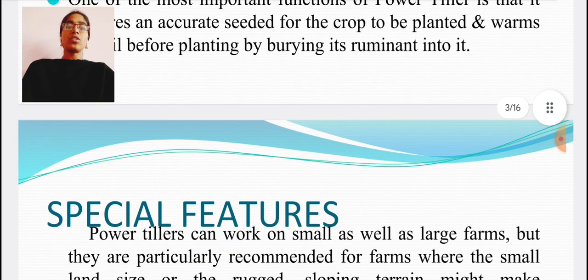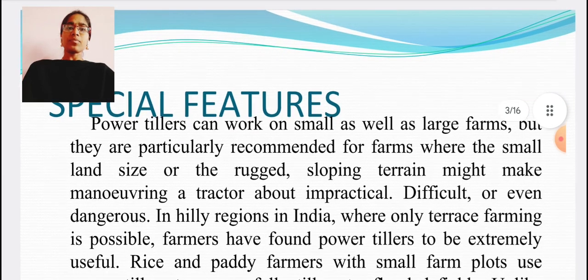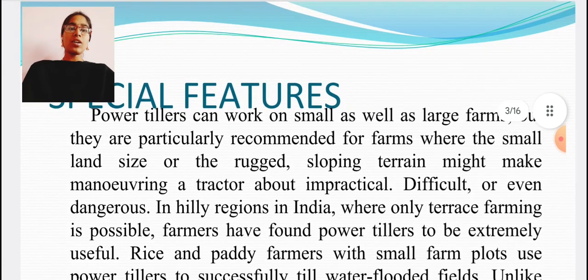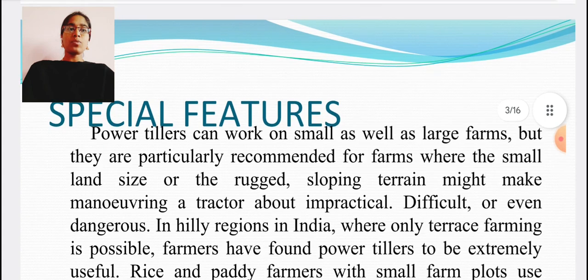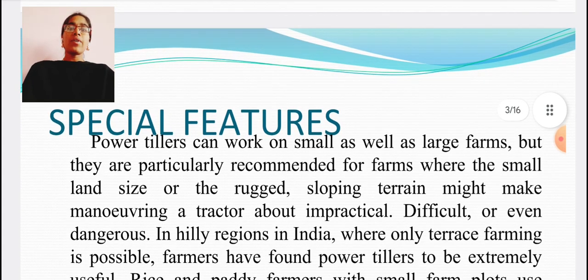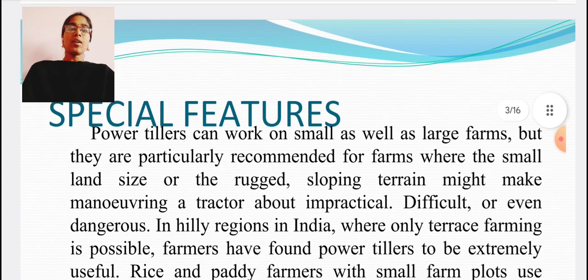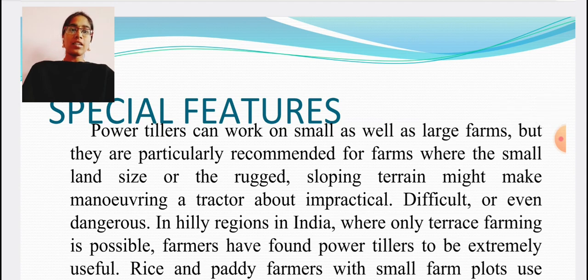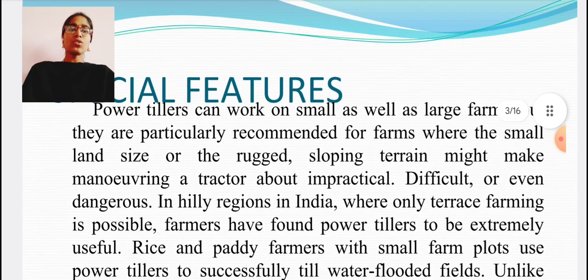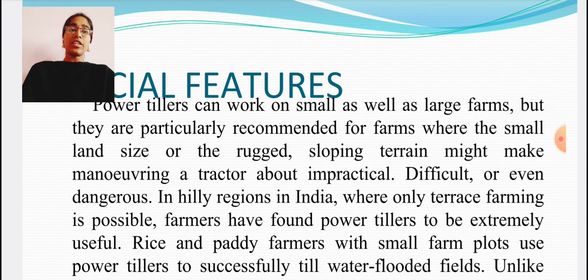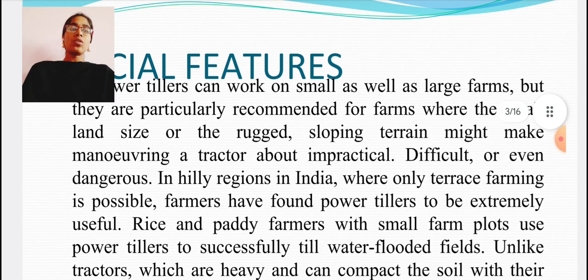Coming to the special features of the power tiller, it can work on small as well as large farms, but it is particularly recommended for farmers where the land sizes are very small, and where rugged sloping terrain might make a tractor impractical. It is difficult and dangerous to operate a tractor in sloping terrains.